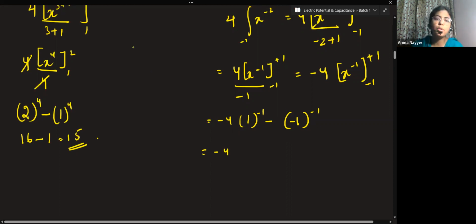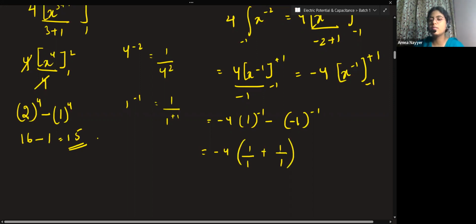Means if you have 4 to the power minus 2, if you take the reciprocal of it, 1 by 4, the power becomes positive. Similarly, if you have 1 to the power minus 1, you take the reciprocal of it. Here, instead of minus 1, this will be plus 1. So this will be 1 by 1 minus 1 by minus 1. So this becomes plus, this becomes 1. So now see, 1 plus 1 is 2, 2 into minus 4 becomes minus 8. Clear?